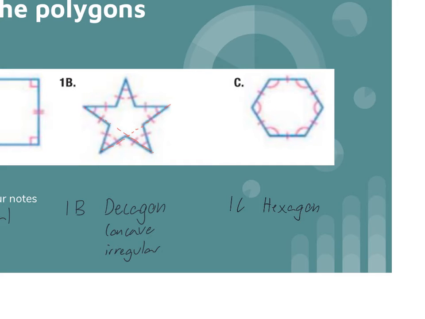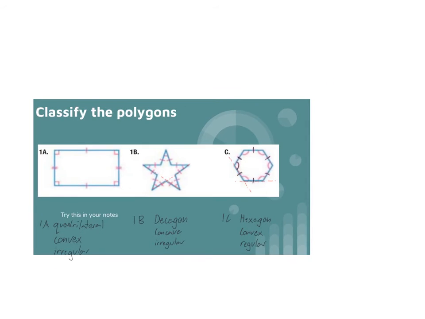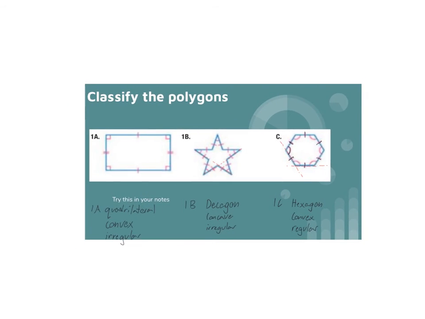This one is convex, because we have angles that go outside, or lines that go outside. And it is regular, because if we look at the symbols, they're all the same length, or the same measure on the angles. So hopefully you got that in your notes.